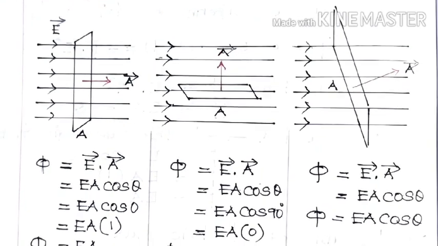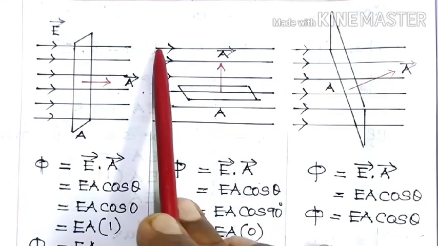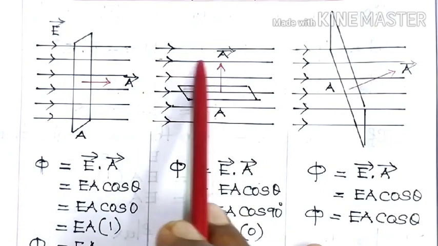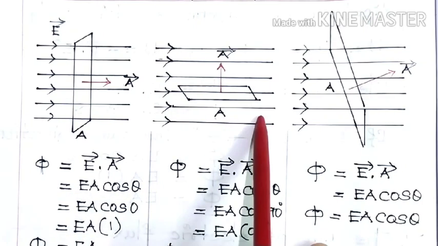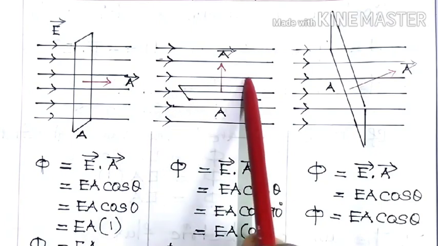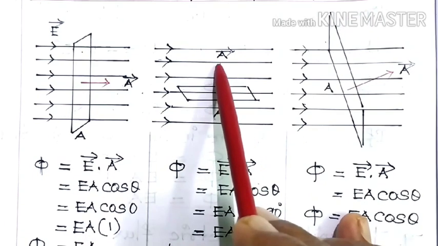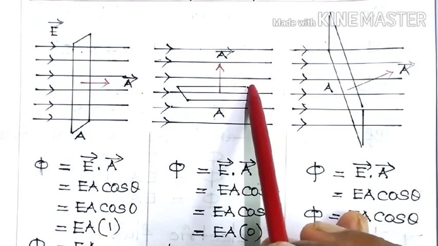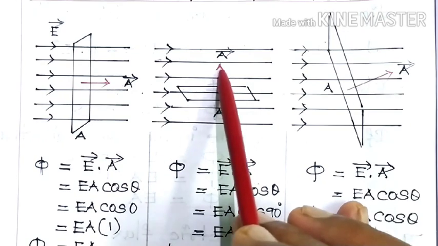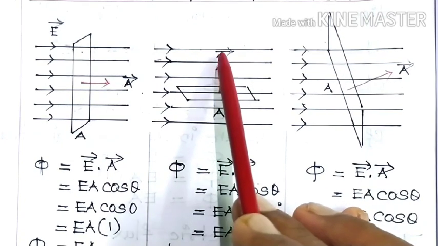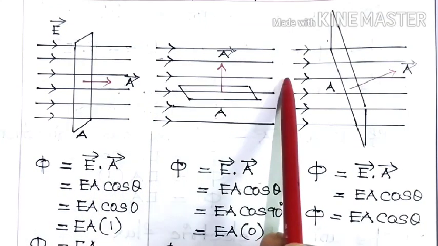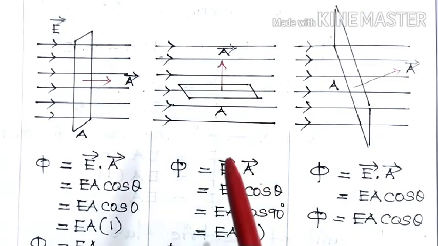Now look at the second diagram. Here, this is the direction of the electric field because these are the electric lines of force. So this is the direction of the electric field and the surface is placed in this manner. Now what about the area vector? The line which is drawn perpendicular to the area of the surface, that is called area vector. So this is the direction of the area vector over here. Now what is the angle in between electric field and the area vector, which is 90 degrees.